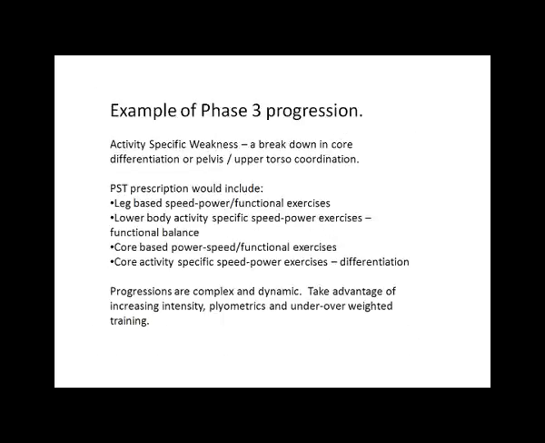Okay, so some examples of what we're talking about. We're keeping the activity-specific weakness as a breakdown in core differentiation or pelvis and upper torso coordination. Now, the PST prescription would include leg-based speed power functional exercises. So what we would now want to do here is move from maybe doing a deep squat, some lunges and things like that, to doing jump squats, beginning level plyometrics.